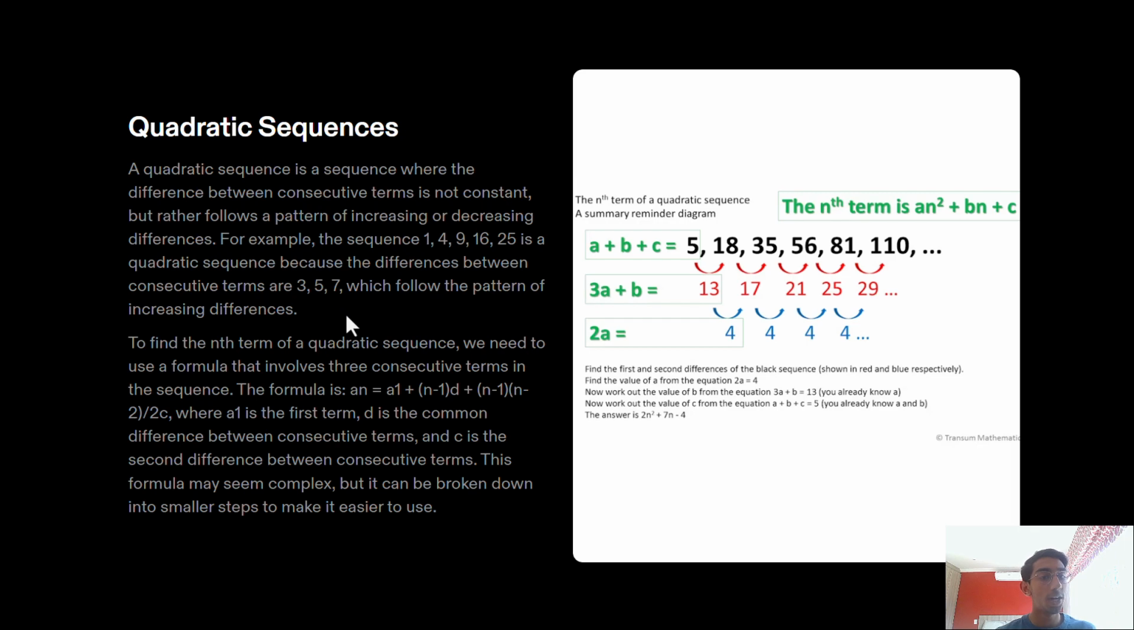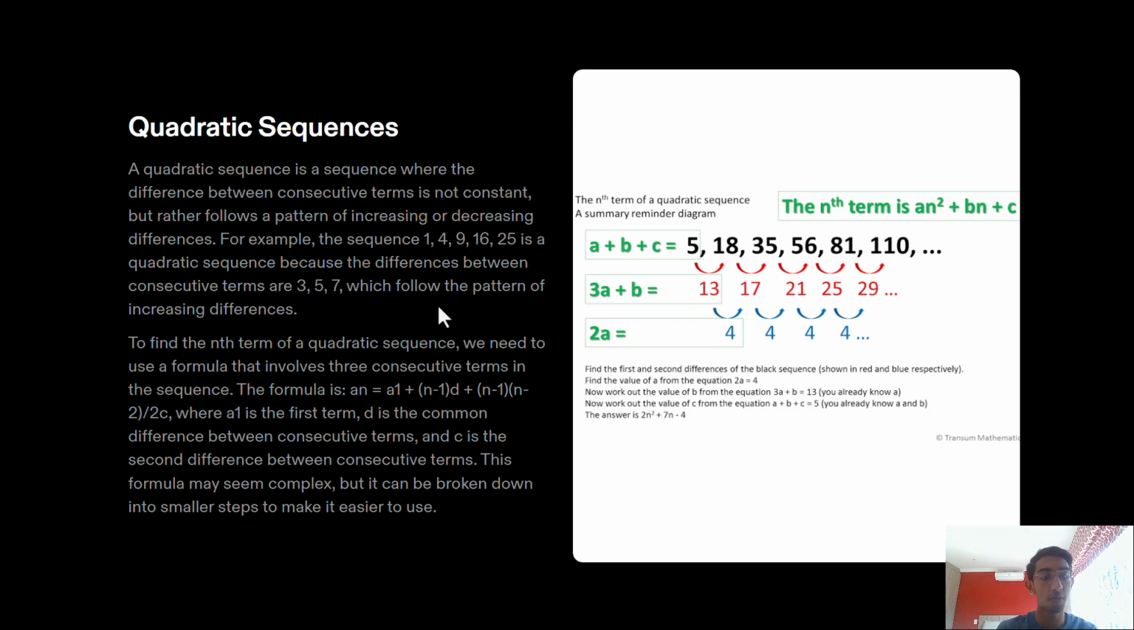Now we move on to quadratic sequences. A quadratic sequence is a sequence where the difference between consecutive terms is not constant, but rather follows a pattern of increasing or decreasing. For example, the sequence 1, 4, 9, 16, 25 is a quadratic sequence because the differences between the consecutive terms are 3, then 5, then 7, and then 9. So it keeps increasing by 2, which follows an increasing pattern in the differences.